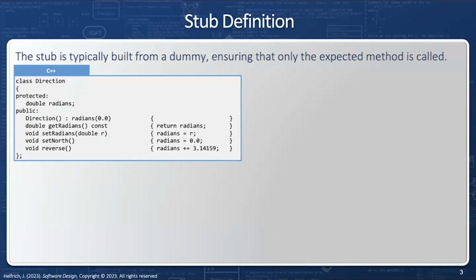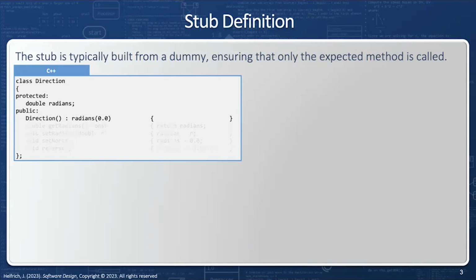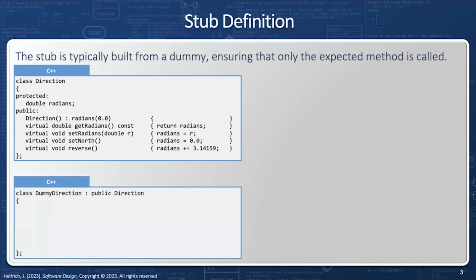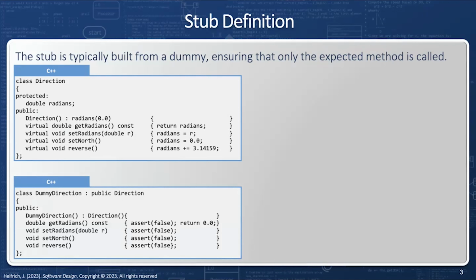For an example, let's say I have a class called direction, and I have an attribute, a constructor, a getter and a bunch of setters. Now, what I like to do is create a stub for direction. So the very first step is I have to make the methods in the direction class virtual, and this allows me to create derived classes from it. And then I'm going to create a dummy from direction, and it's going to inherit off direction, and it's going to have a default constructor, and everything else is going to assert false to make sure nothing gets called.